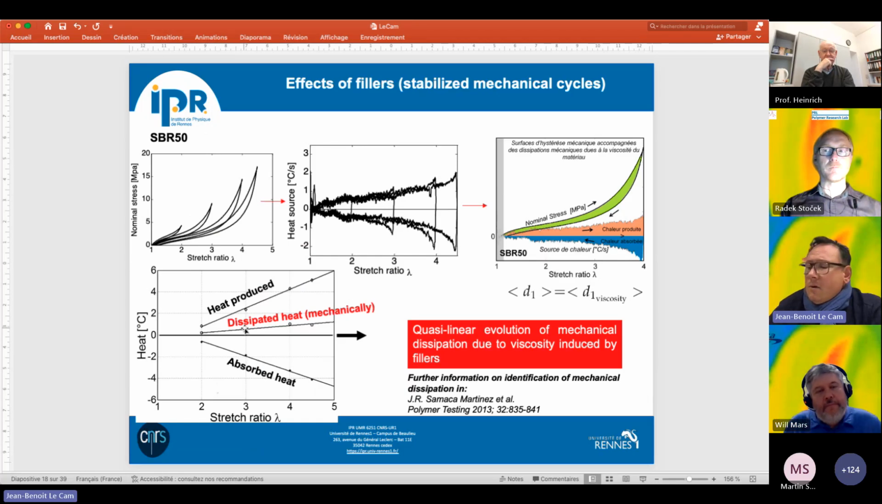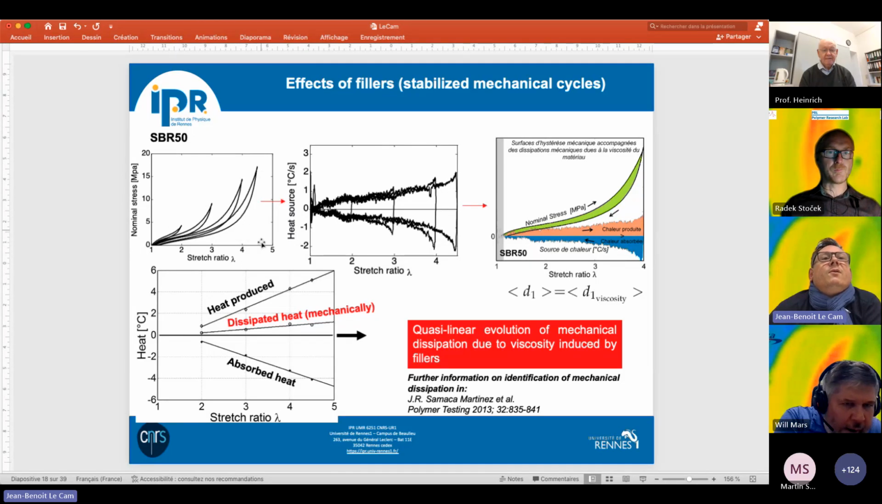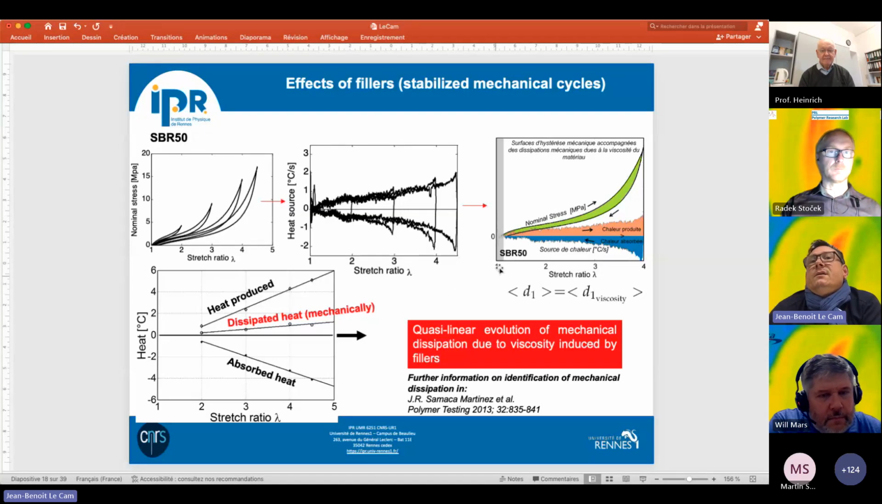Okay, now I propose to discuss the effect of fillers, and for that, I just consider the stabilized mechanical cycles. So I have removed the signature of the Mullins effect. And so you have the mechanical response here. You recognize the different stretch levels applied and the calorimetric response. So we make the integral over each cycle of the heat sources, and we obtain the intrinsic dissipation.